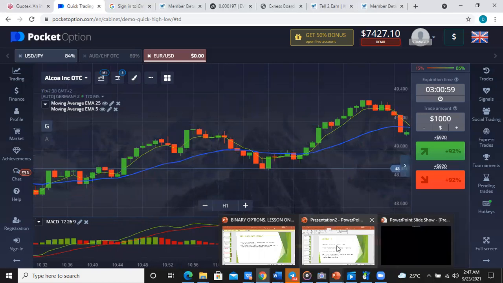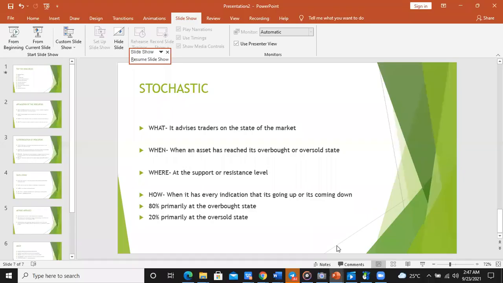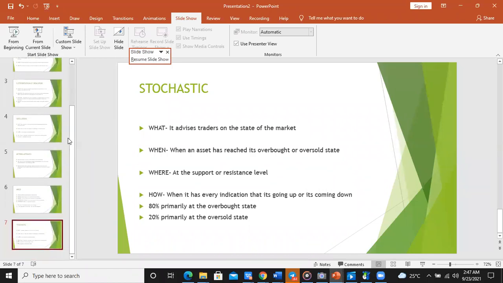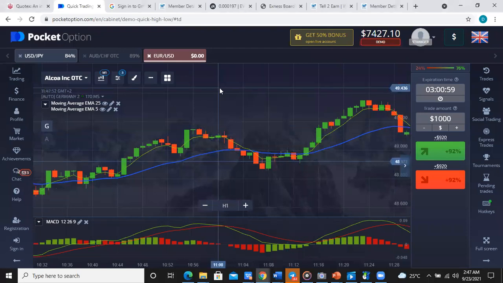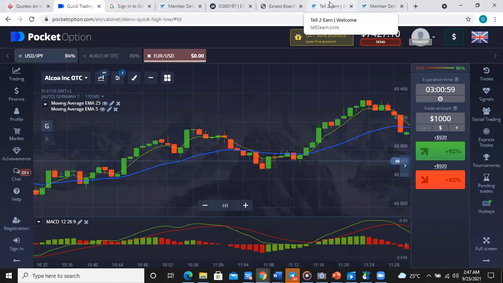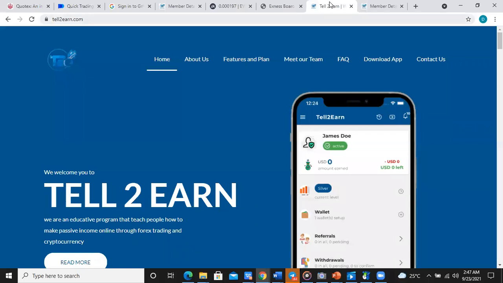So we'll bring today's session to an end and we'll continue with the rest of the indicators in our next session. So if you have any question, you can draw my attention and then take it from there.